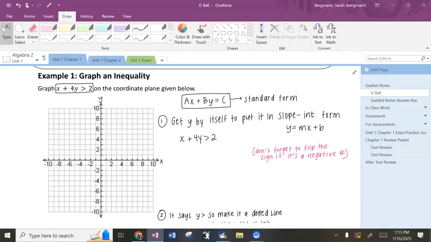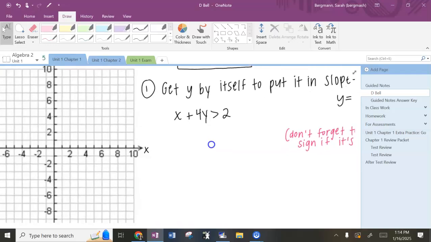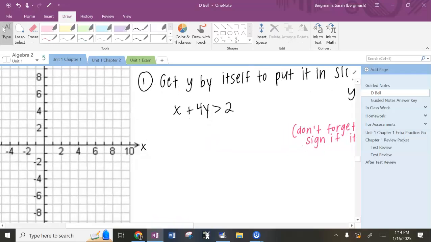But we want to switch it over to slope intercept form. We've done this already with switching from point slope to slope intercept, and it's going to be the same thing. You just have to get y by itself. So here's our inequality. If we want to try to get y by itself, the first step would be to move the x to the other side. When you subtract the x over, I'm going to put it as the first term because then it's more like the y equals mx plus b format that we're looking for.